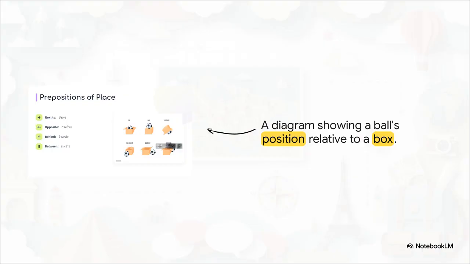This picture shows it perfectly. Just look at the ball and the box. Is the ball in the box or is it on the box? Maybe it's under it or behind it? See how that one tiny little word completely changes the whole picture? That's the power of these words. They give us total precision.